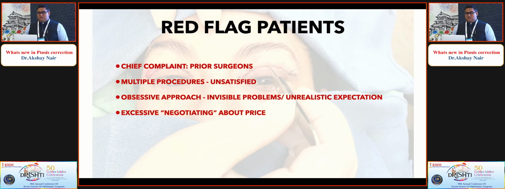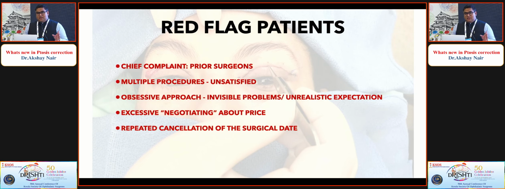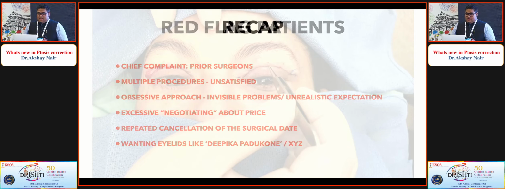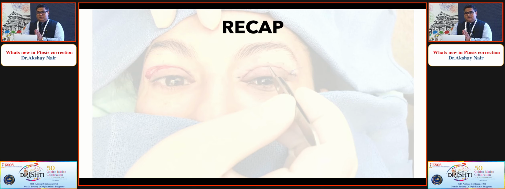Unrealistic expectations, excessive negotiation about the cost of surgery, repeated cancellation and rescheduling of the surgical date, wanting eyelids like Deepika Padukone or Katrina Kaif for XYZ. These are all red flag patients who are best left alone and should not be operated on by you, because they are not going to get satisfied by whatever procedure you do.